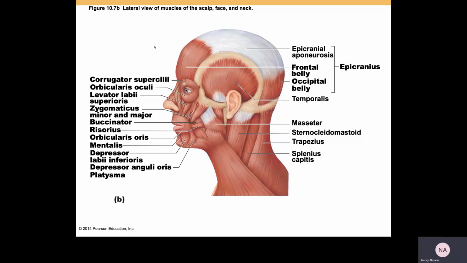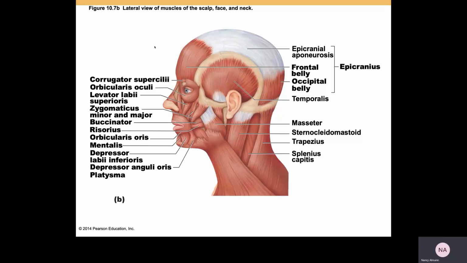You do need to know about orbicularis oculi. I'm on the list on the left now. That's the second name down. That is going to help you wink or blink. Zygomaticus, major and minor, those are going to be the ones that help draw your mouth up into a smile. We'll talk about buccinator, which is deep to some of those muscles. You can just see a sliver of that there.